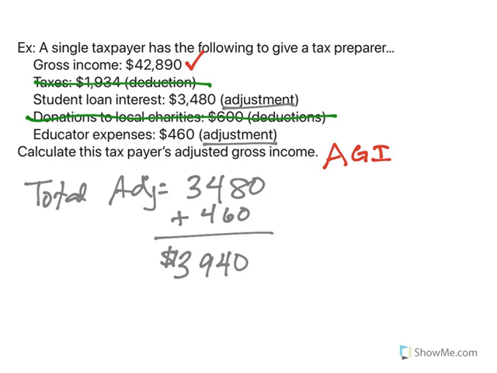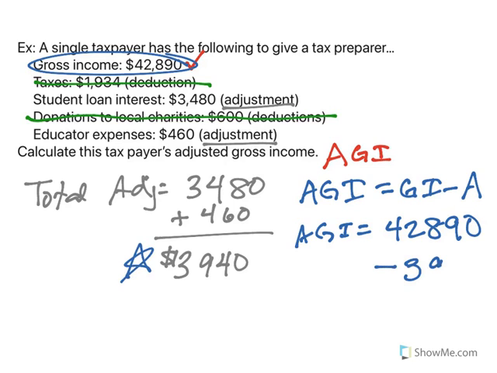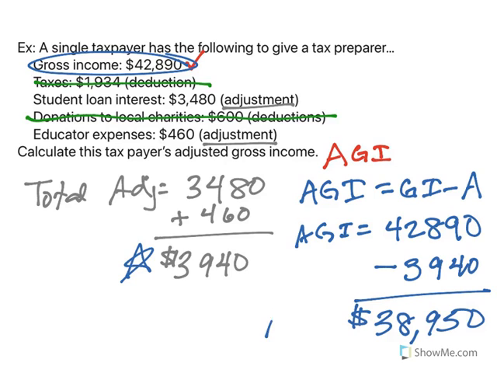So remember from an earlier slide, to find our gross, goodness gracious, adjusted gross income starts with an A. So adjusted gross income equals our gross income minus our adjustments. So to find my AGI, I take my $42,890, my gross income from line 1, and I subtract my total adjustments of $3,940. When I do that subtraction, I come up with an adjusted gross income of $38,950.